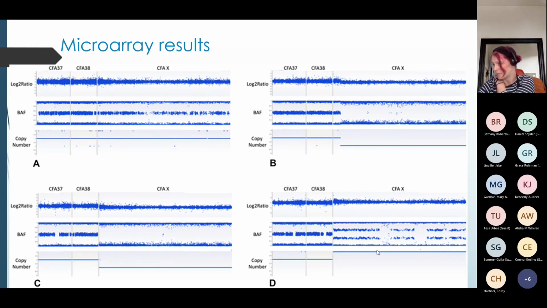And here you can see that there is a duplication. So we have extra lines and our copy number goes up, and so does our log-2 value. These are also very hard to read, and it takes a lot of training and a lot of time to be proficient at it. So yeah, it's a good time. That's all that I have for microarray results.